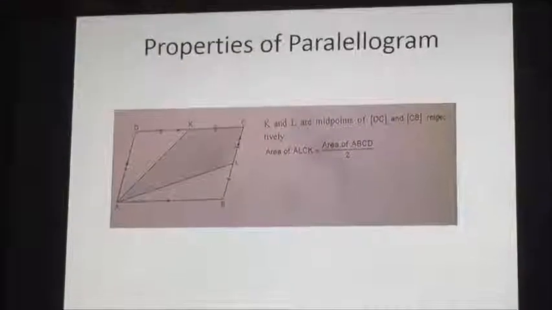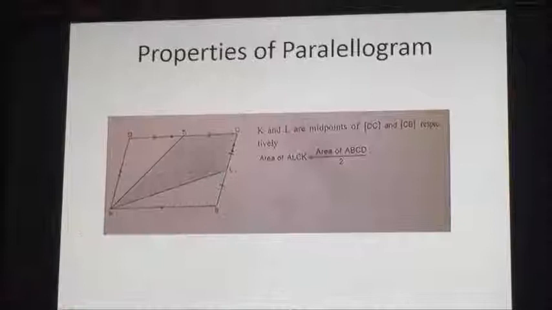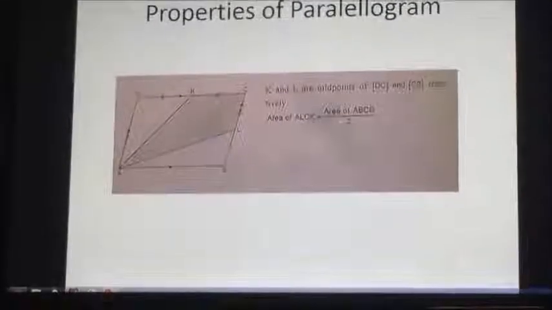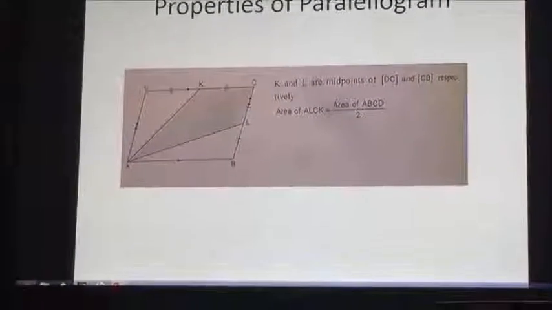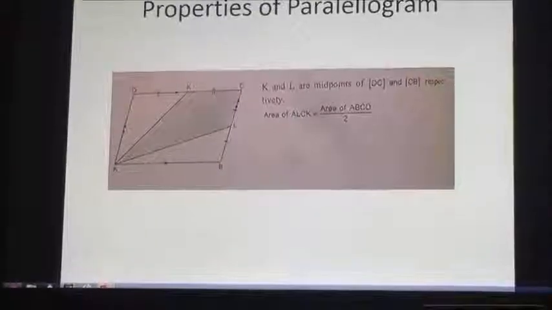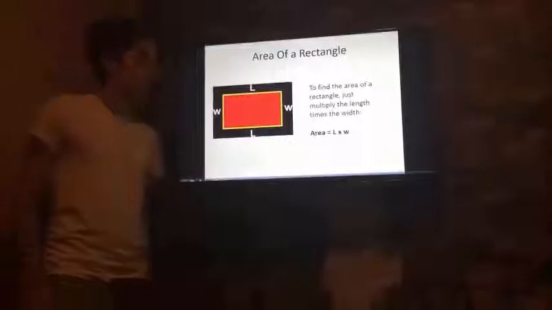K and L are the midpoints of DC and CB, respectively. Area of ALCK is equal to half of the area of the parallelogram. Area of a rectangle. To find the area of a rectangle, just multiply the length times the width.